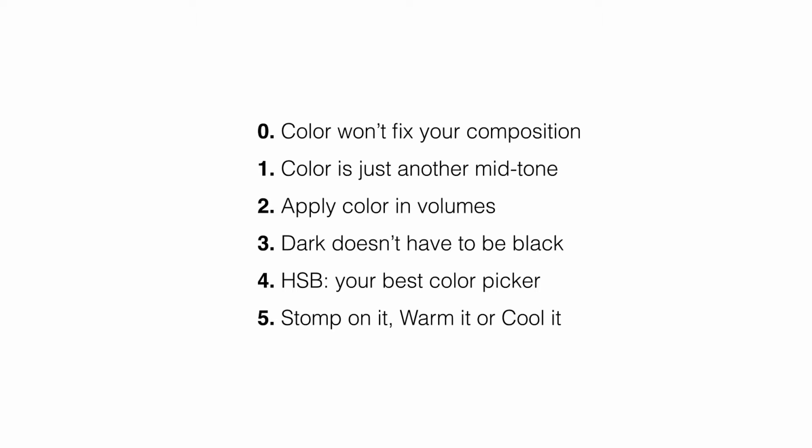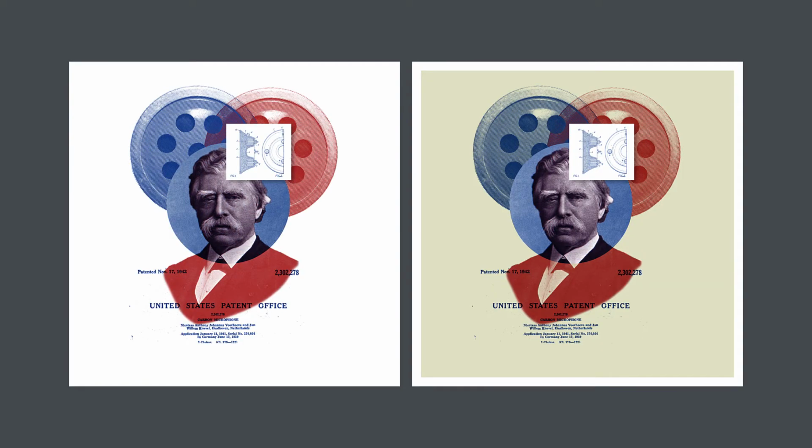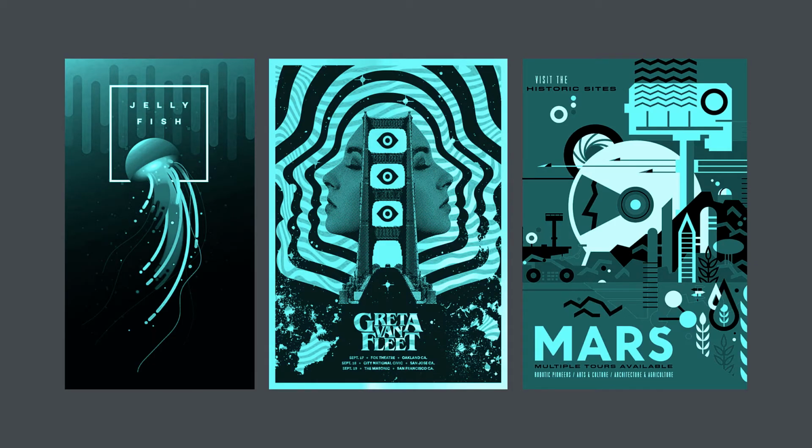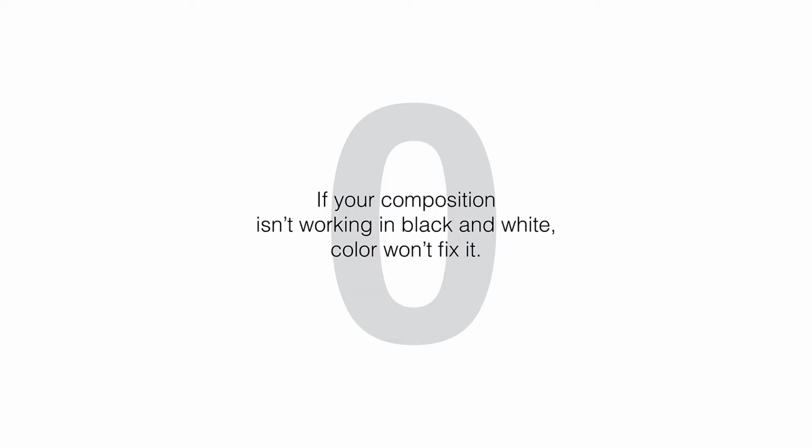These are the basic steps that I'll go through, starting with 0. If your composition isn't working, color won't fix it. I have some subtle examples and possibly some drastic changes that you can make to existing compositions and see how you might get color to work for you and stop feeling intimidated by it and feel more like you've got control over it. If your composition isn't working to begin with, color won't fix it.